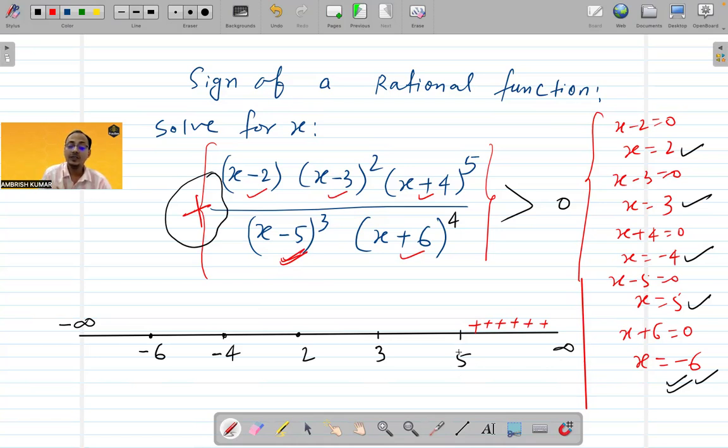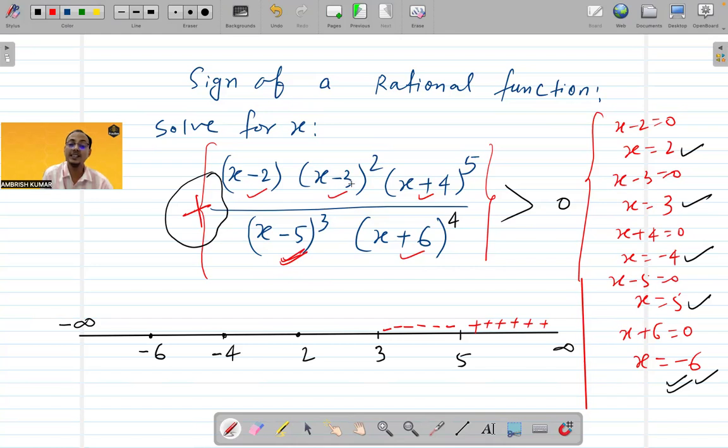Now we go and check the power of this particular factor x minus 5. That is 3. The rule is that if the power is odd, you have to change the sign. Means after 5, you have to change the sign. We are having only two signs, positive and negative. So if positive, you change, you will start getting negative sign. So for odd power, we have to change the sign.